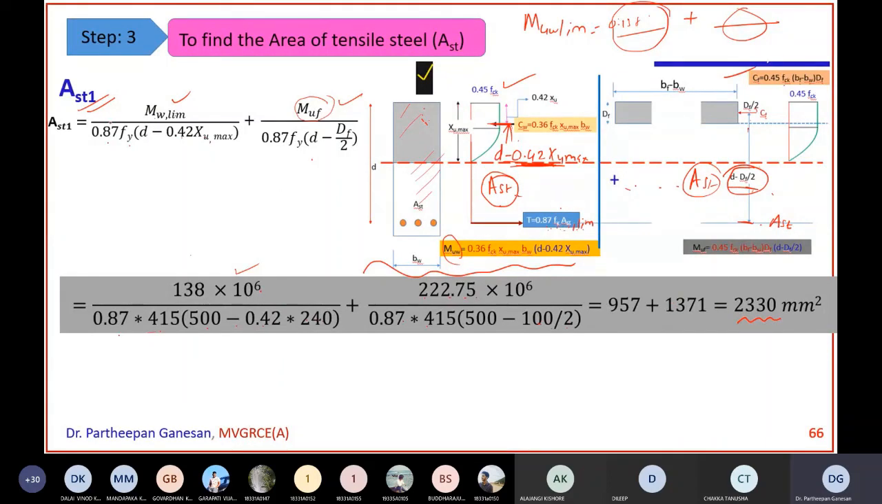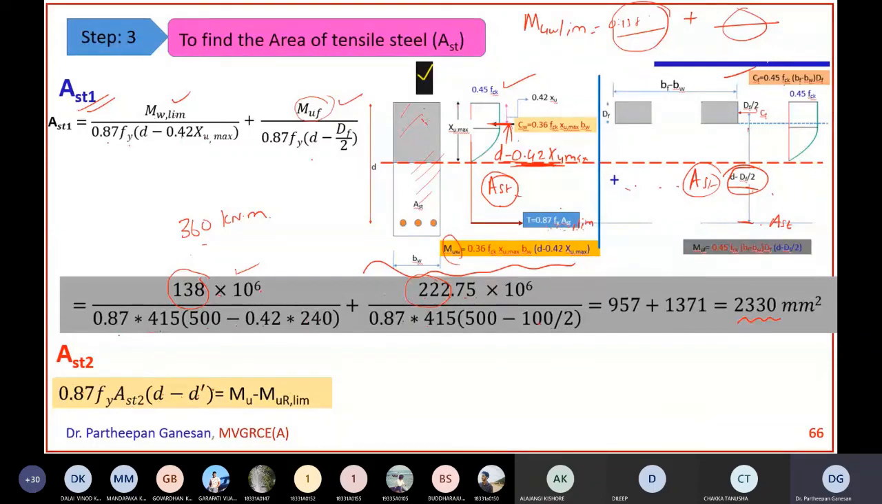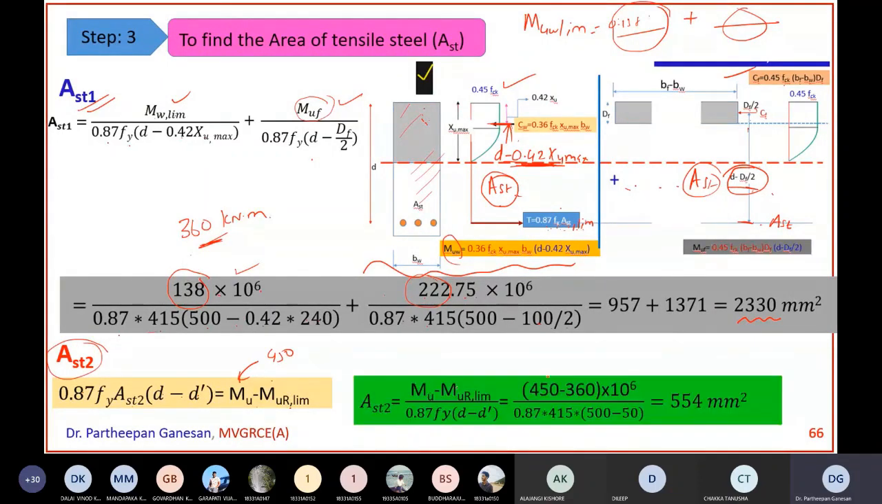Together, this is 138 and this is 222. It has taken only 360 kilonewton meter total right now. So you have some extra, that is Ast2. Ast2 should be designed for 0.87 fy Ast2 into d minus d dash equal to Mu minus Mu limit. Total Mu was 450, Mu limit is 360. So the remaining 90 kilonewton meter you have to provide through Ast2, and the lever arm is d minus d dash.